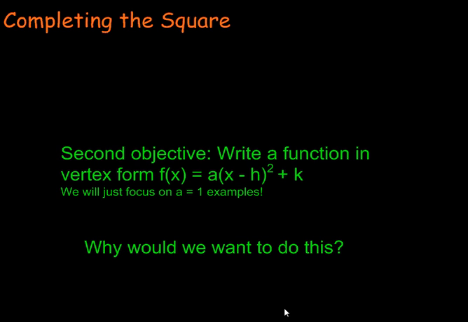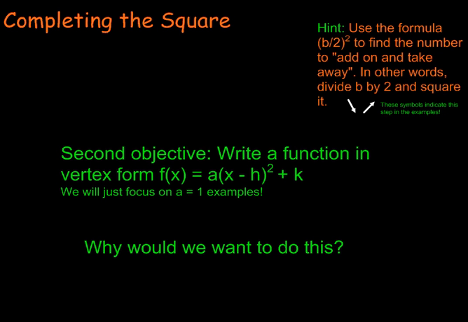Well, there are a couple reasons we'd want to write a function in vertex form. Obviously, number one would be to find the vertex point. Once we find the vertex point of a parabola, it helps with graphing. It also helps to answer questions on maximums and minimums. We can also tell the axis of symmetry, which would be x equals h, and go from there.